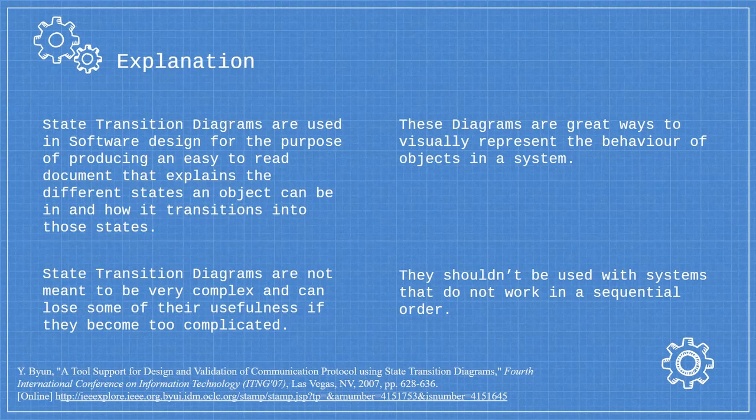So state transition diagrams are a great way to visualize the behaviors of the objects in a system and the different states that they need to be in. But state transition diagrams also shouldn't be used in systems that don't work in a sequential order. This is because you don't want an object that can be in multiple states at one time, or objects that can transfer into new states randomly. You want to make sure the system has objects where it's very easy to see which state it's going to be in and what's causing it to go into the new state.